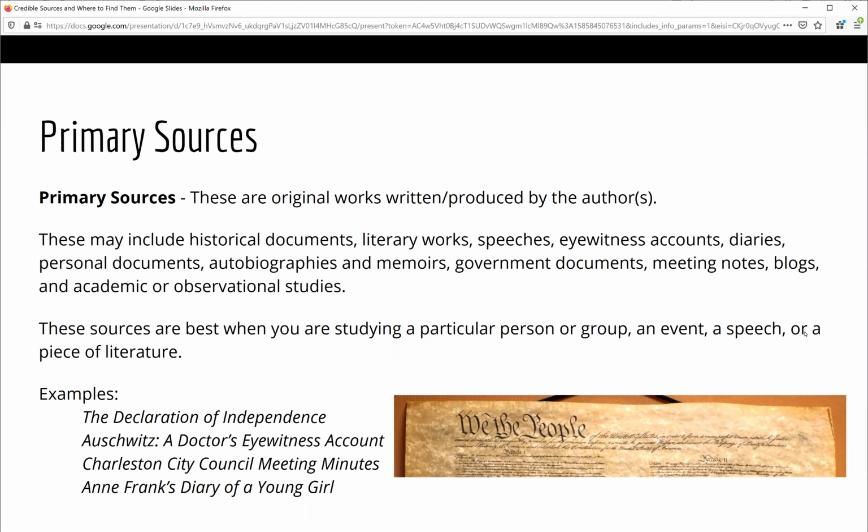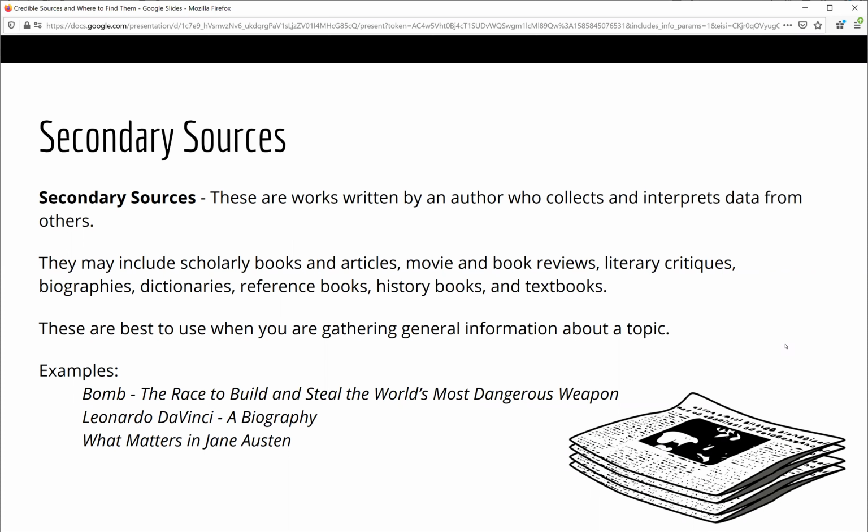Secondary sources are works written by an author who collects and interprets the data of others. They include scholarly books and articles, biographies, and literary critiques, as well as reference books and textbooks. You will often use secondary sources when you're gathering general information about a topic.